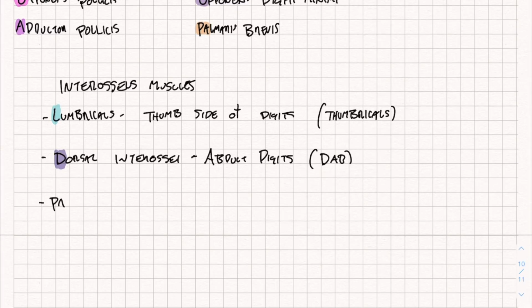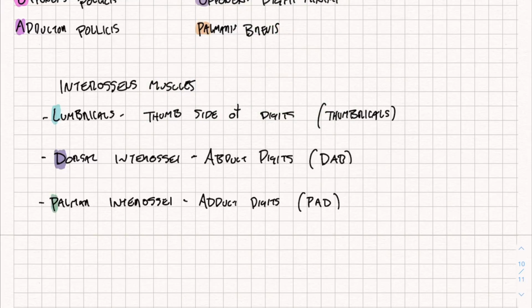Next we have palmar interossei. These adduct the digits, meaning this is going to bring the digits in towards the midline. Sometimes you will hear these called the pad muscles because palmar adducts.